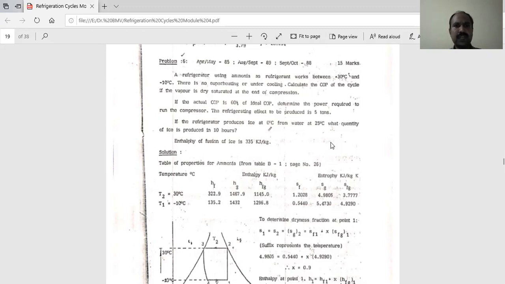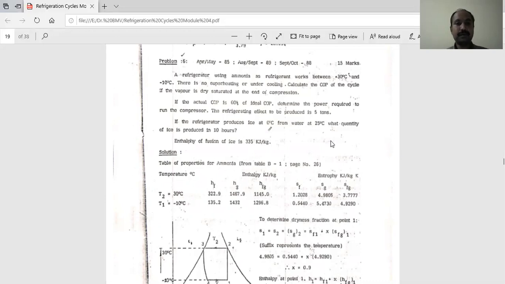If the refrigerator produces ice at 0 degree centigrade from water at 25 degree centigrade, what quantity of ice is produced in 10 hours? Enthalpy of fusion of ice is 335 kilojoules per kg. Okay, this is the problem.